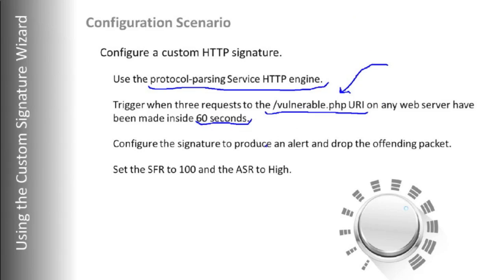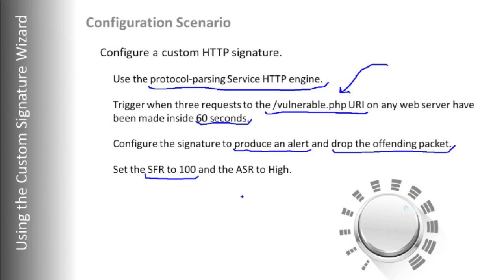What's going to happen? Well, we do want an alert produced. No surprise there. And wow, we want to do intrusion prevention. We want to drop that offending packet. We know that this is an attack. Absolutely. So we're going to set the signature fidelity rating to 100, and we are going to set the ASR to a rating of high.